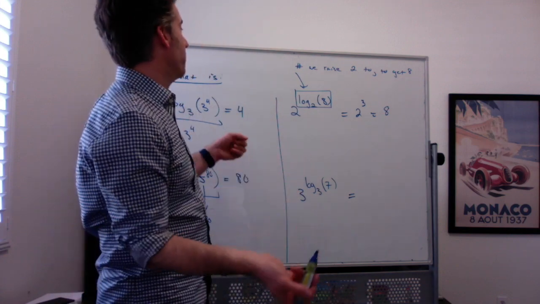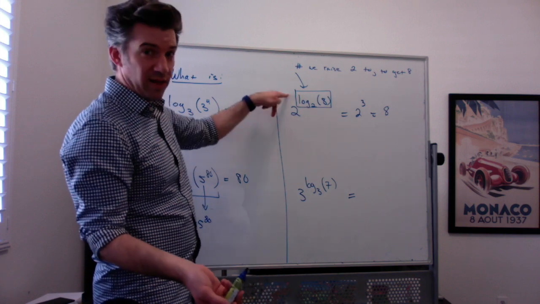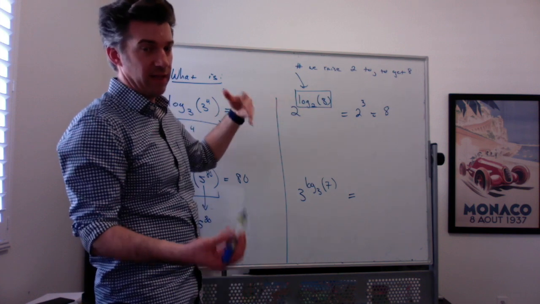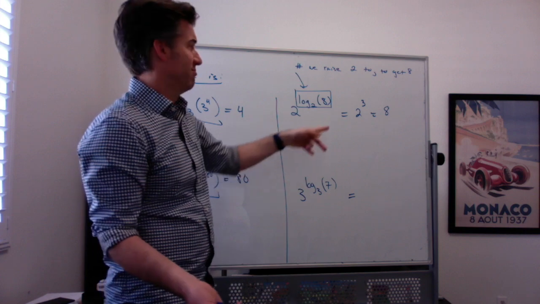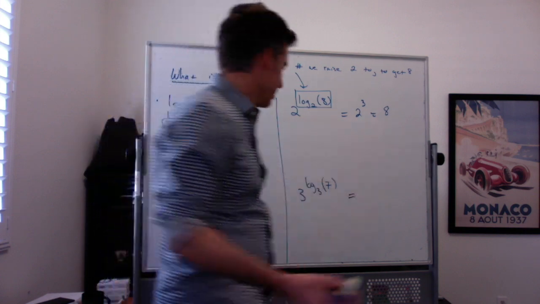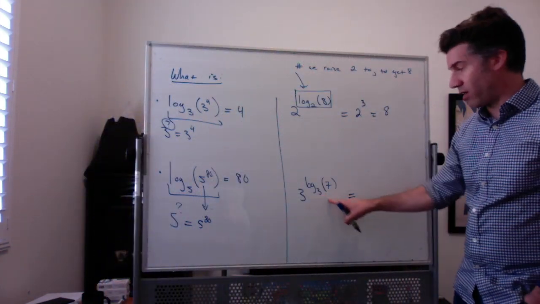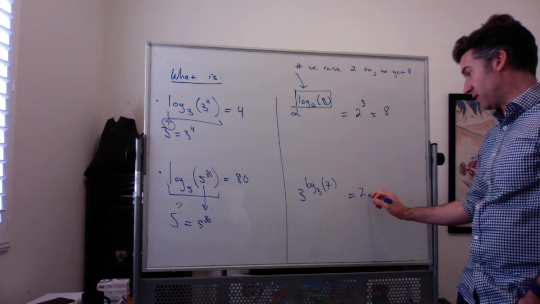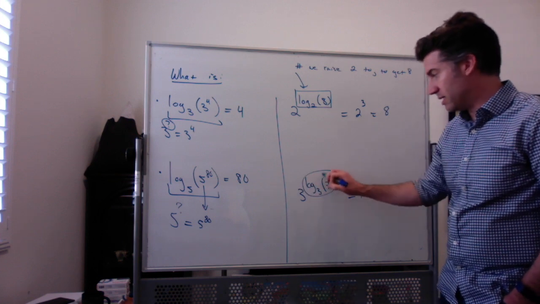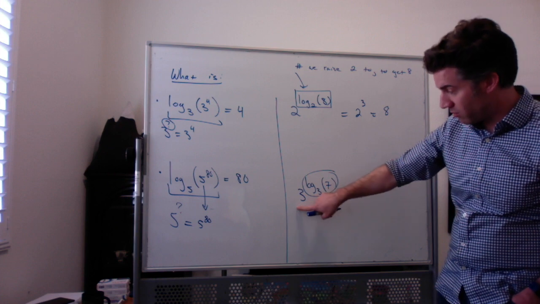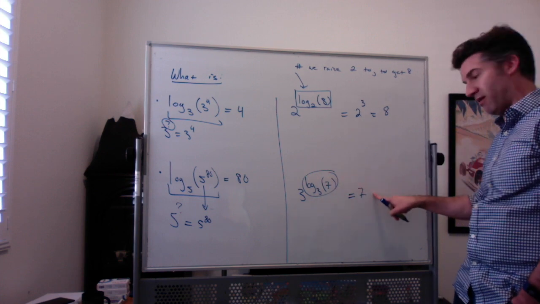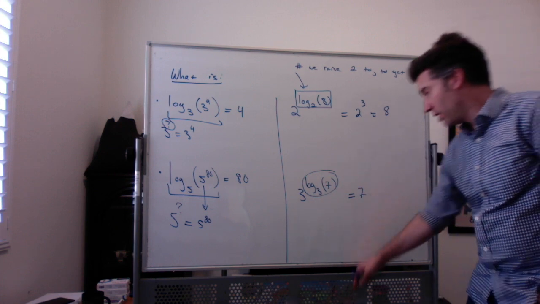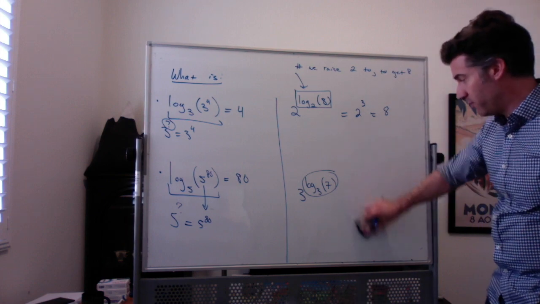But then we're raising 2 to that number. So we're raising 2 to the number that, if you raise 2 to that number, you get 8. So we get 8. Same deal down here: 3 to the log base 3 of 7 is going to be 7, because this here is the exponent that, if you raise 3 to that exponent, you get 7. So we get 7. If you don't like saying that, which is fine, you can also do this.